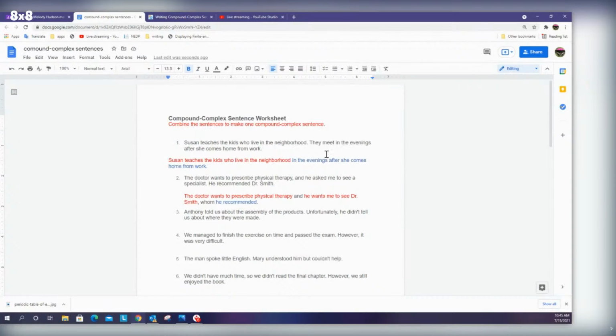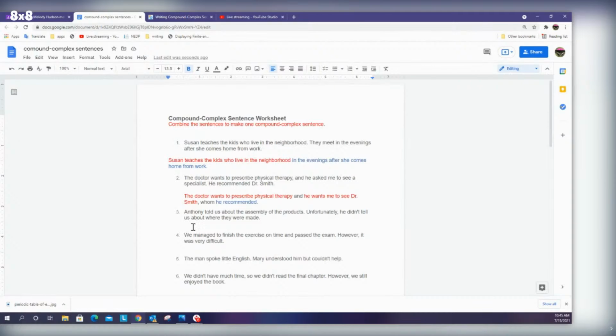In the evenings, after she comes home from work, Susan teaches the kids who live in the neighborhood. So what this looks like to me is we actually have two independent. I'm not feeling that first sentence. Let's go on to the next one and we're going to stop. And I want you to give this a try. Anthony told us about the assembly of the products. Unfortunately, he didn't tell us about where they were made.